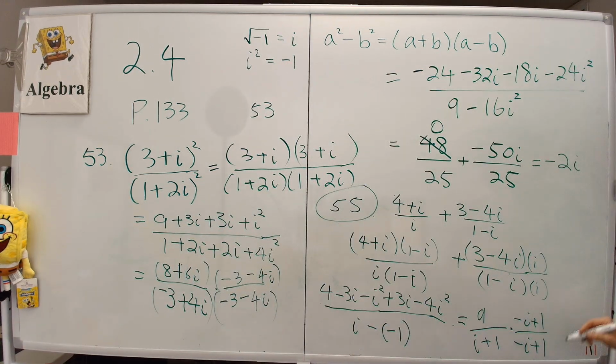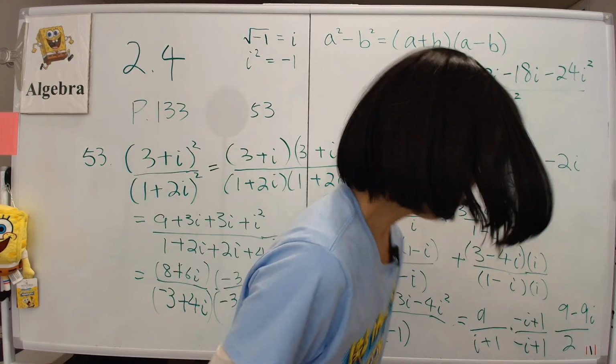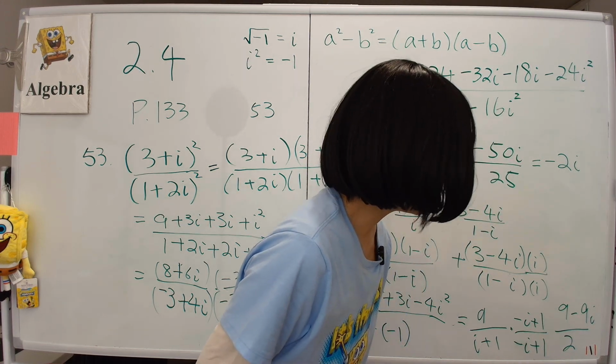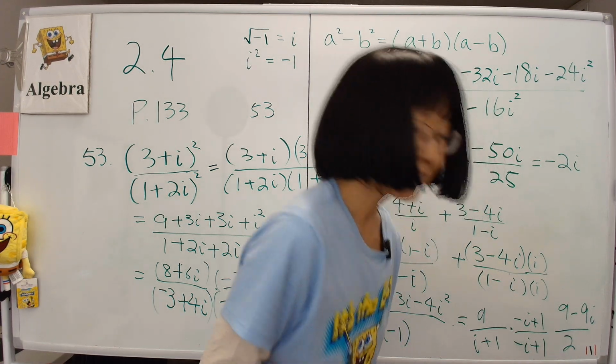And we have just a tiny little bit of space left. So this is i times i, that's negative i squared. And negative i squared is positive 1, right? i squared is negative 1. So the bottom will end up being 2. And the top will be 9 minus 9i. Okay? And that should be the right answer. 9 over 2 minus 9i over 2. That's correct.